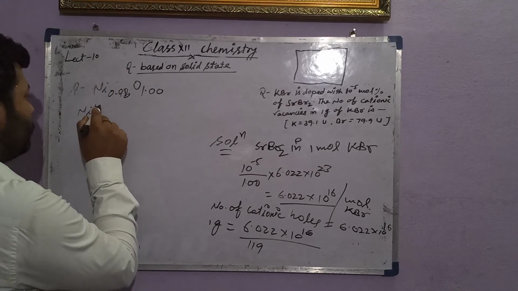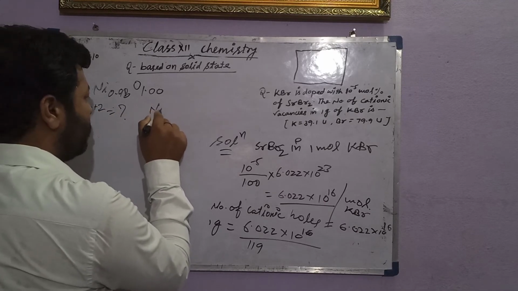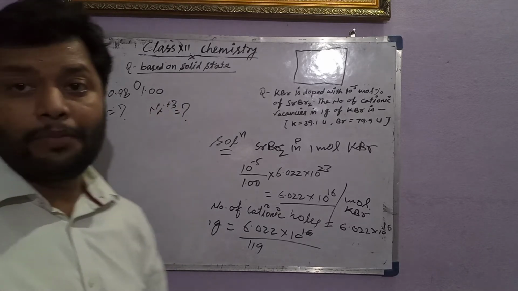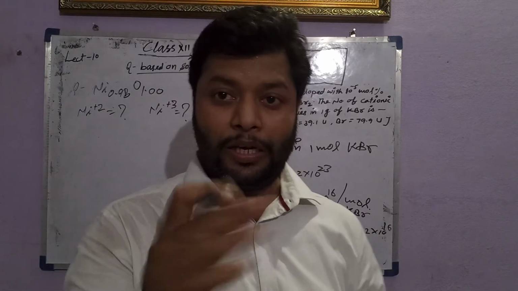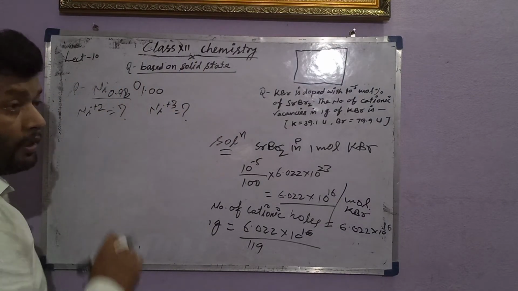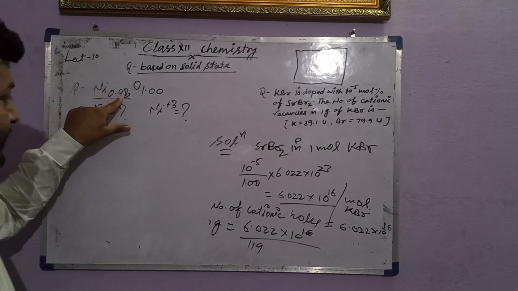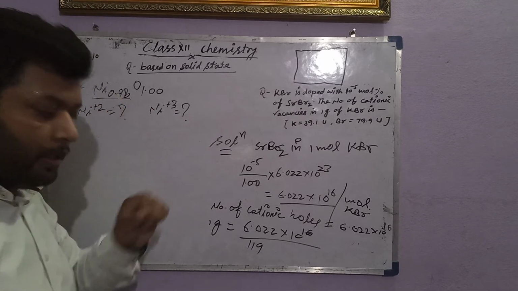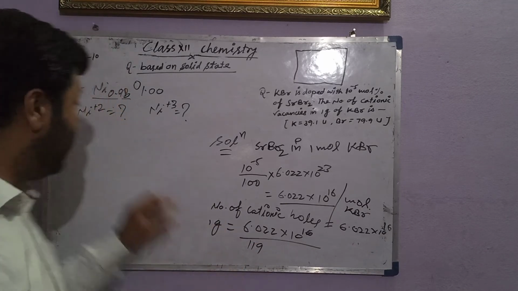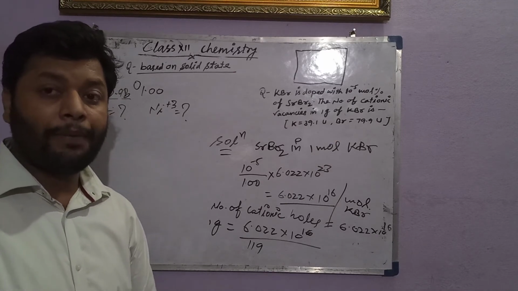Nickel plus 2 and nickel plus 3. This is one of the important questions from the exercise and interesting also. Let's solve this question. From the formula you can see there is a metal deficiency, a non-stoichiometric metal deficiency defect. Nickel having plus 2 as well as plus 3.